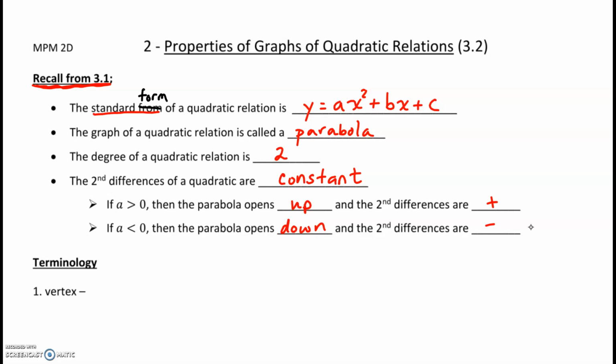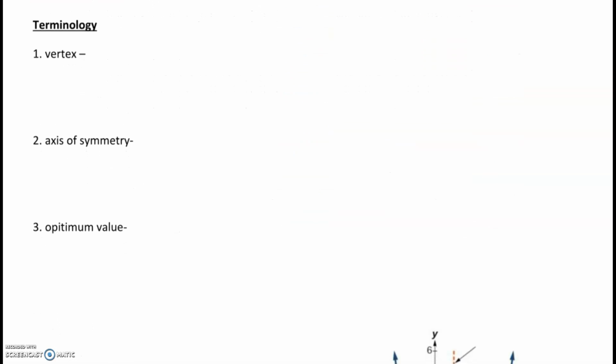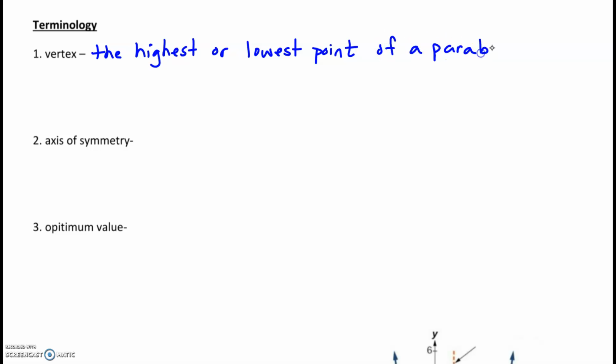What we're going to do today is take a look at the properties of a quadratic relation, and we're going to start with terminology. So the first word we're going to learn is vertex. And vertex is the highest or lowest point of a parabola. And this point, the variables that represent it are h and k.